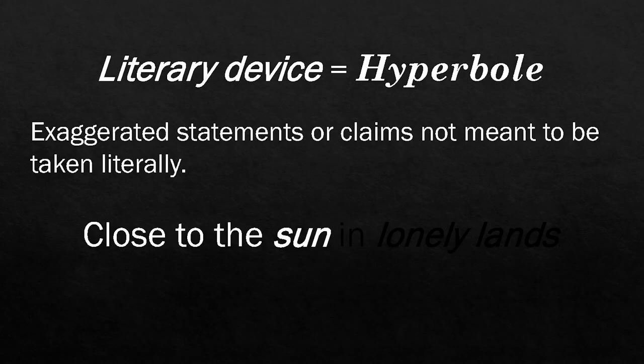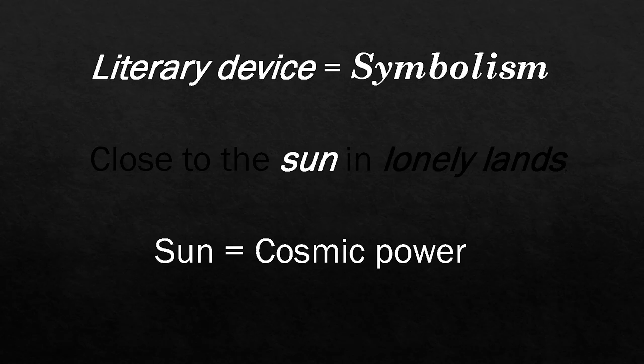Off the bat, the first literary device used here is known as hyperbole. Let's say that again, hyperbole. Now, it means exaggerated statements or claims not meant to be taken literally. Now, the poet does not mean that the eagle is close to the sun, which is physically impossible. The eagle is not physically close to the sun. However, the poet exaggerates and claims that the eagle has so much power. Also, it should be noted that the sun is a symbol of cosmic power.